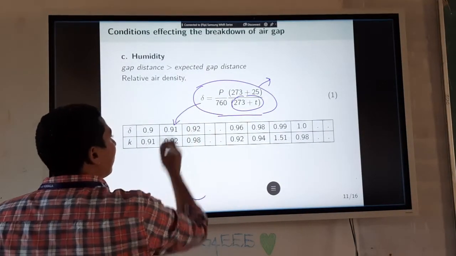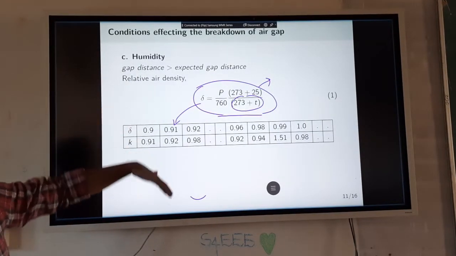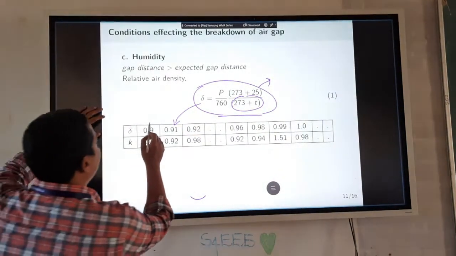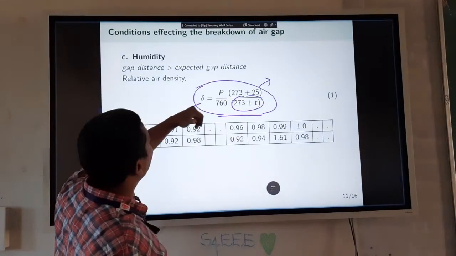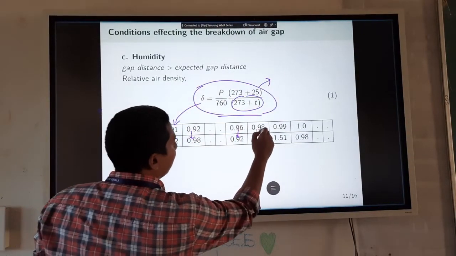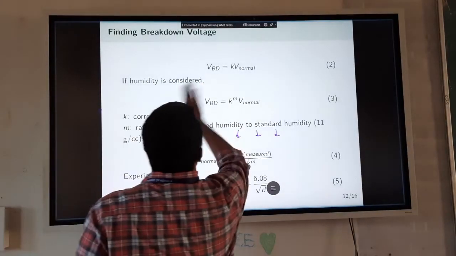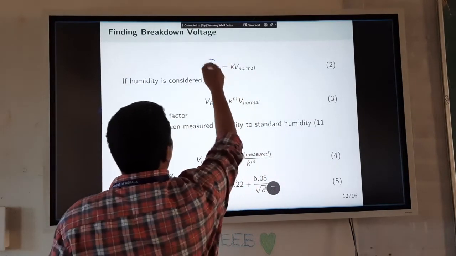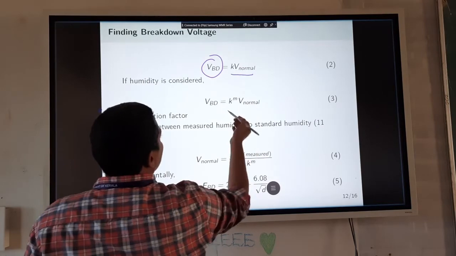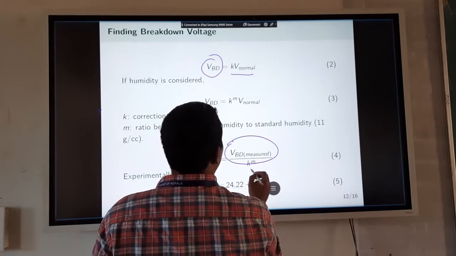Once we know the value, again we have a chart for correction. Understood? So we know that humidity is affecting it, and we have a chart for correction. It is not a linear relationship. You have a delta value of 0.9, 0.9196, and so on, varying. Corresponding to each value you have a correction factor, which we use in our measurement. Once we have the V normal breakdown, the V breakdown is given by K into V normal. So to find the real value, we take the measured V breakdown divided by the K value.